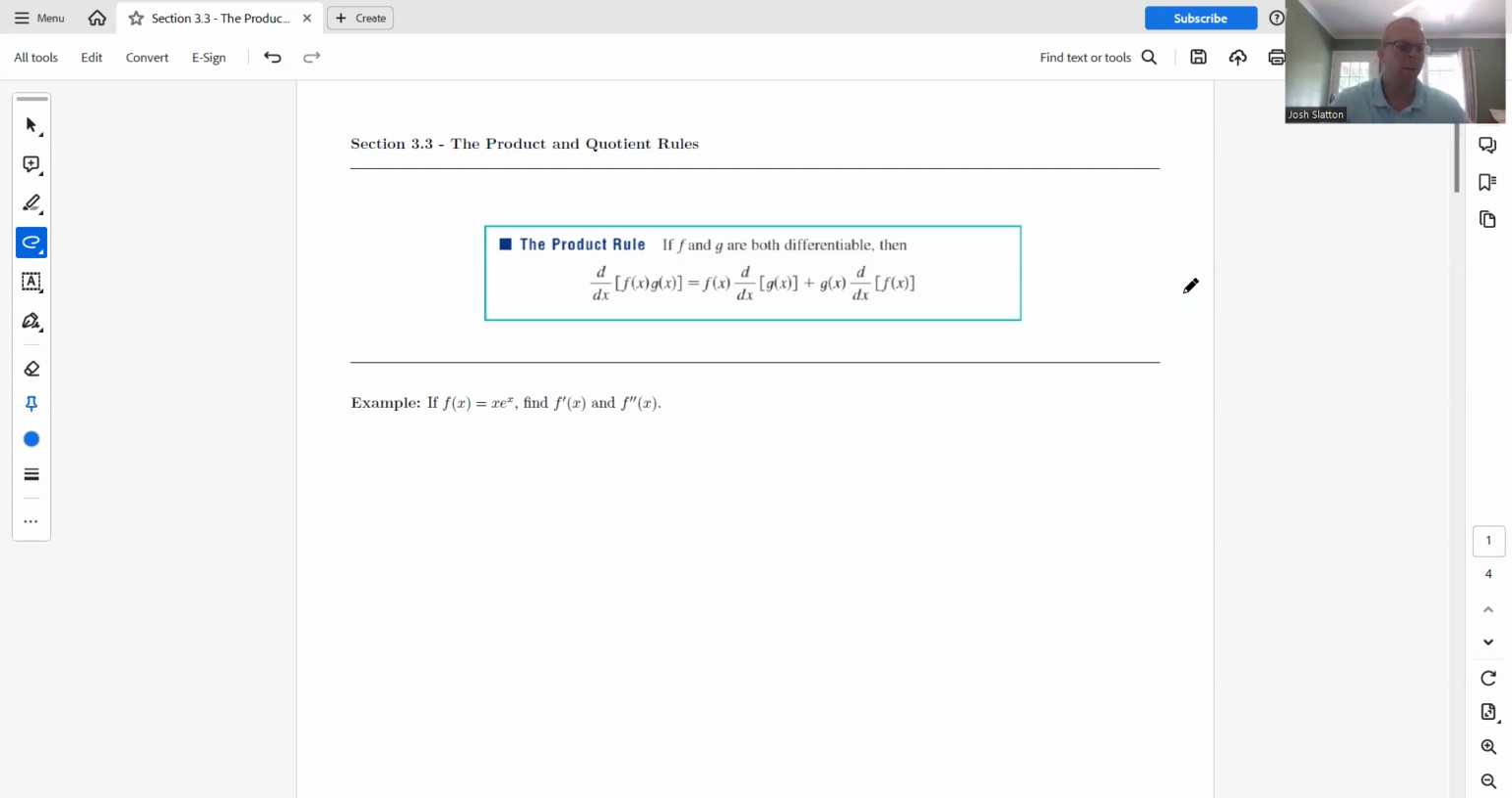So we have this rule called the product rule. And it looks a little bit complicated at first, but it's really not too complicated. And in fact, you could probably write it a little bit easier.